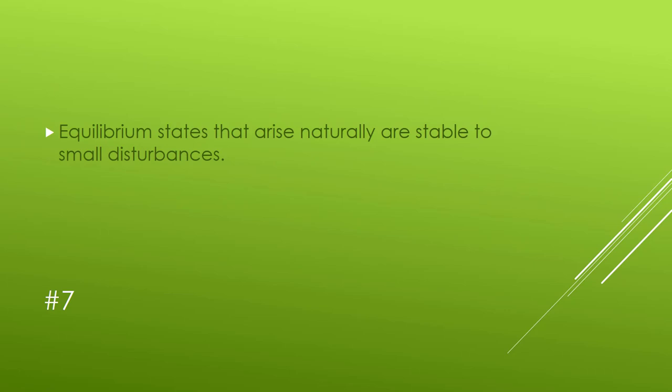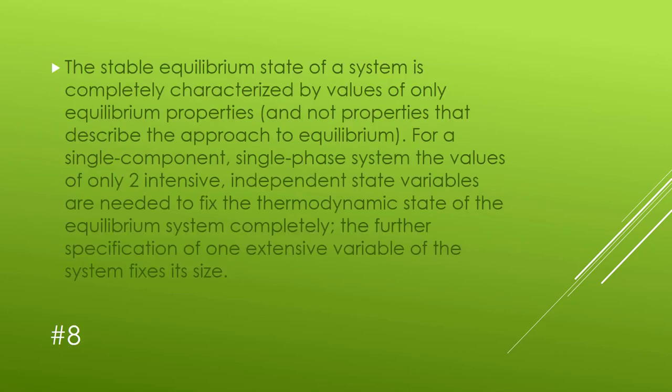Seventh, equilibrium states that arise naturally are stable to small disturbances. In the last lesson we looked at metastable states; the ones that arise naturally will not be that unstable, and metastable states will be subject to change if you wait long enough. Eighth, the stable equilibrium state of a system is completely characterized by values of only equilibrium properties, and not properties that describe the approach to equilibrium. So these equilibrium properties are a function of the state itself and that material.